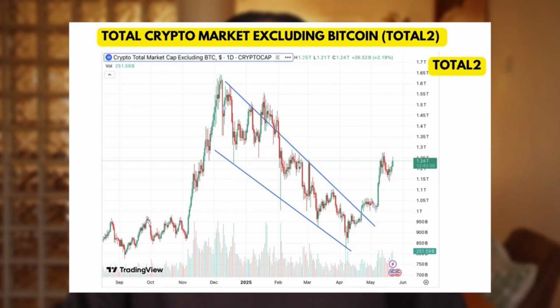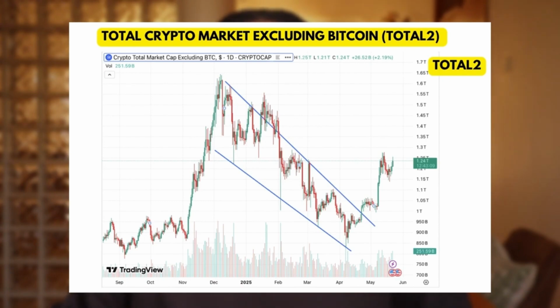Now, there are other indicators that one has to use besides the patterns and the surge in volume. And if you want to know more about technical analysis or TA and what those indicators are, please check out the description below. So let's look at the entire crypto market, including Bitcoin.